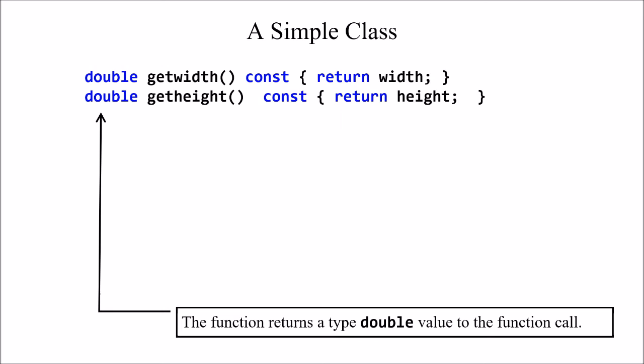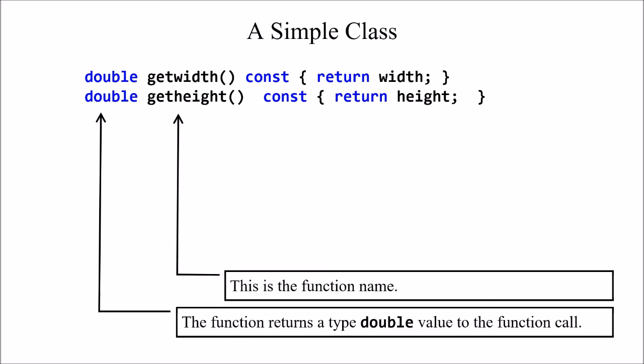Both of these functions return a type double value to the function call. Then what comes next is the name of the function, and the name has to be a valid C++ name, something that seems appropriate. I want to return the width and return the height of the rectangle, so I name the functions getWidth and getHeight.